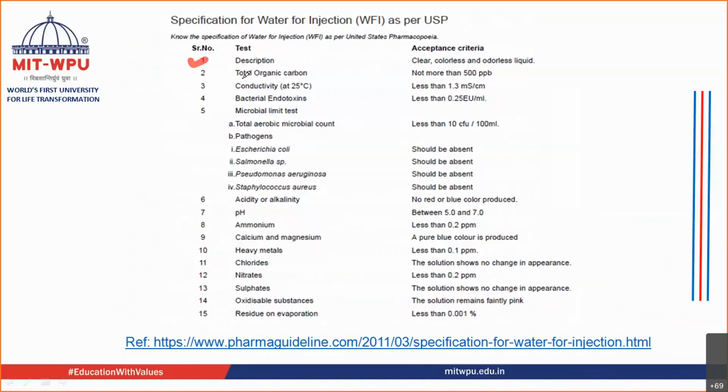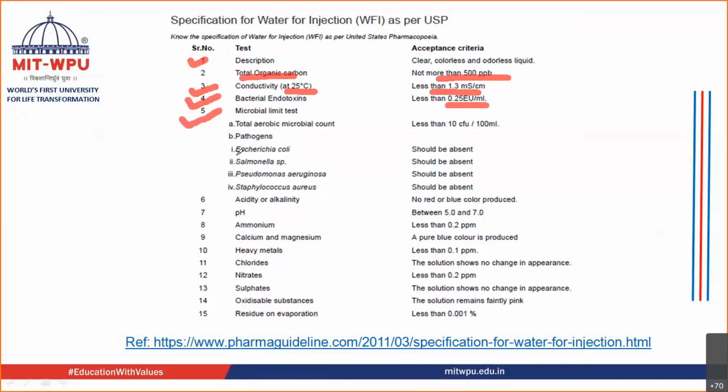It talks about the organic carbon that should be present, not more than 500 ppb. We talked about the conductivity at 25 degrees Celsius, which should be less than 1.3 millisiemens per centimeter. Bacterial endotoxin should be present in a limit of less than 0.25 European units per ml.